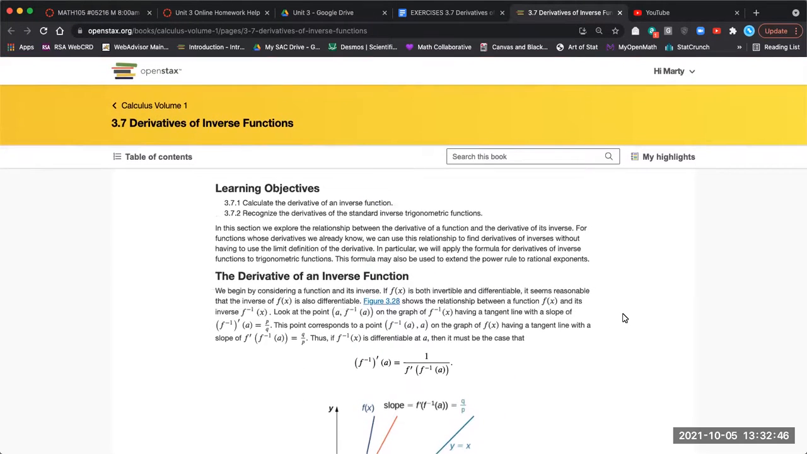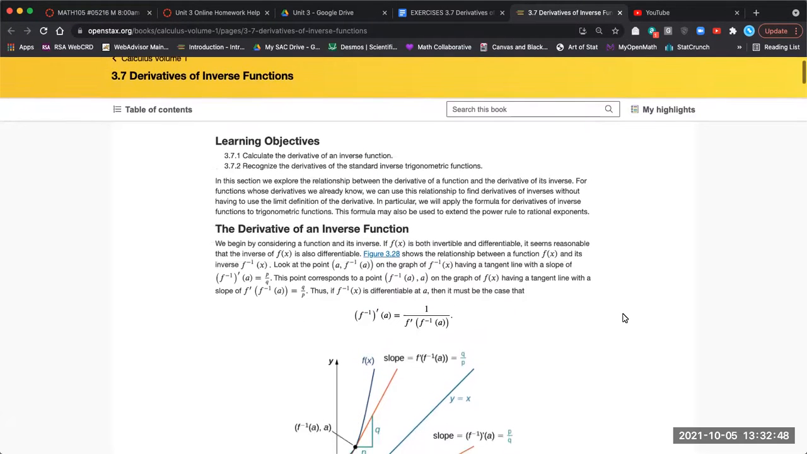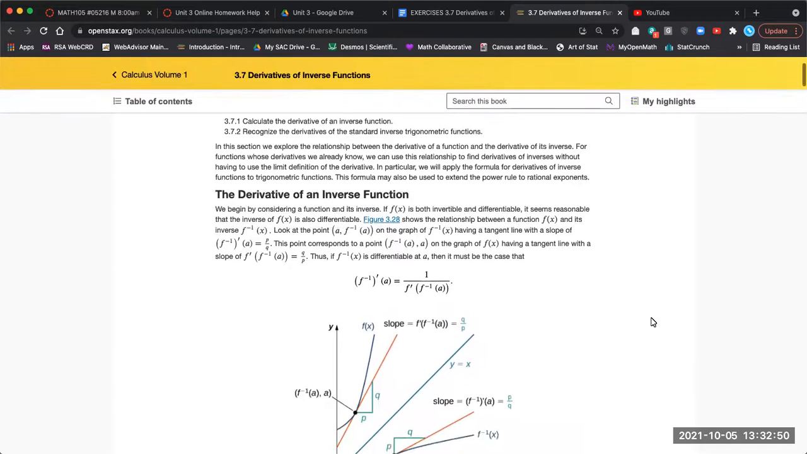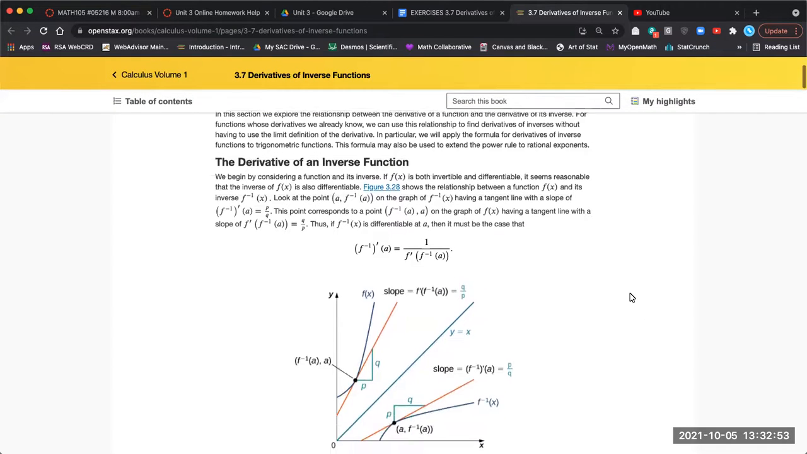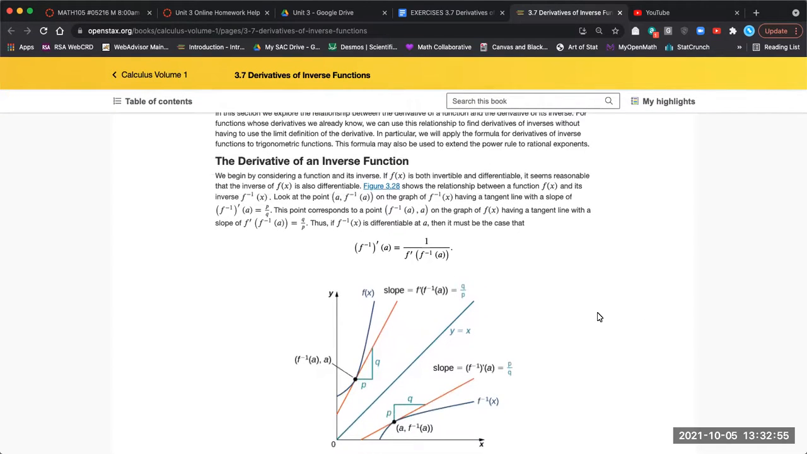Let's go and take a look at lesson 3.7, the derivatives of inverse functions. This section starts with showing you the relationship between a function and its inverse. And you have to remember an inverse function is like the undoing of the original function.